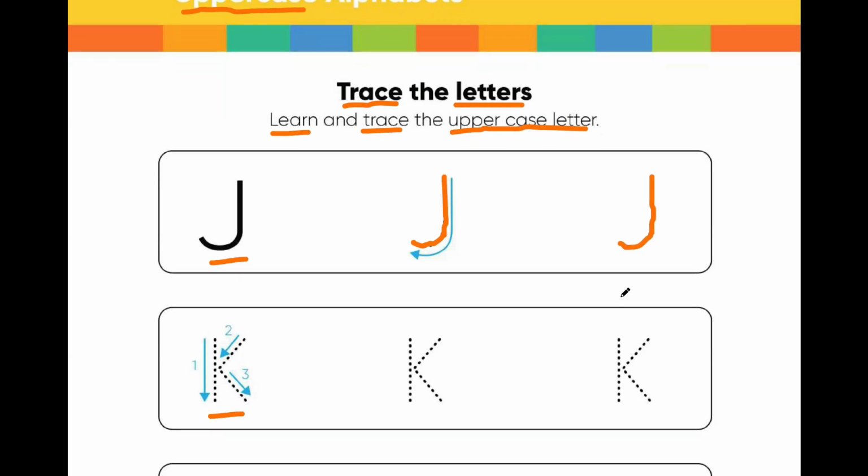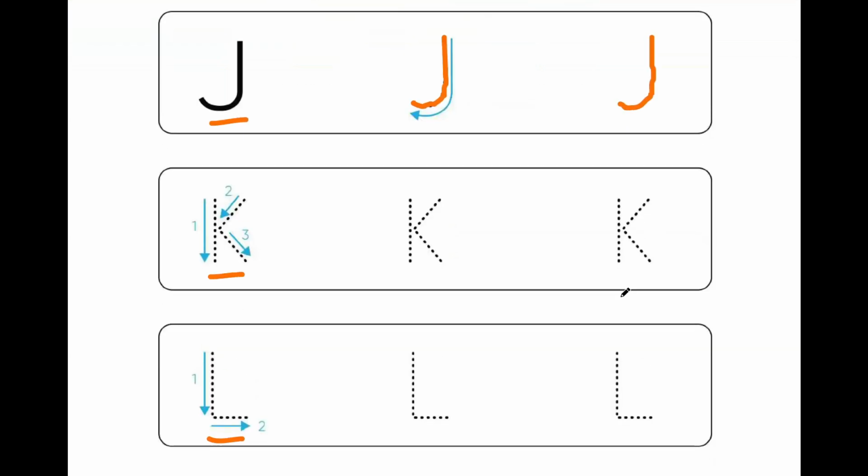Now let's move towards the second row and see what we have to trace over here. Here we can see that we got this uppercase letter K, and here you can see that number 1 is written, number 2 is written, and number 3 is written. And you must be wondering what is the meaning of these numbers. So number 1 means that this is the step number 1 that you have to follow. Number 2 means that this is the step number 2 that you have to follow. And number 3 means that this is the step number 3 that you have to follow. So let's start with the step number 1.